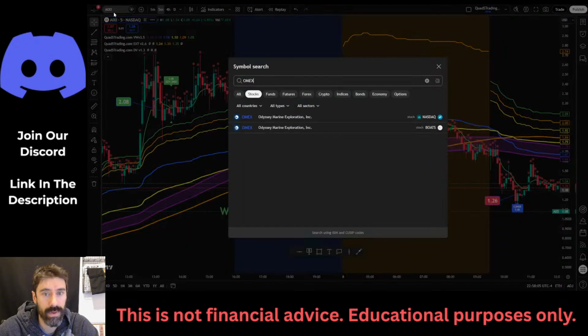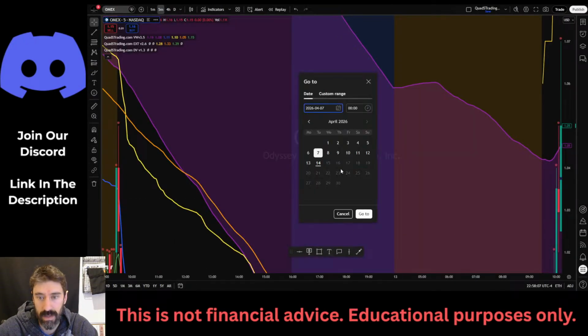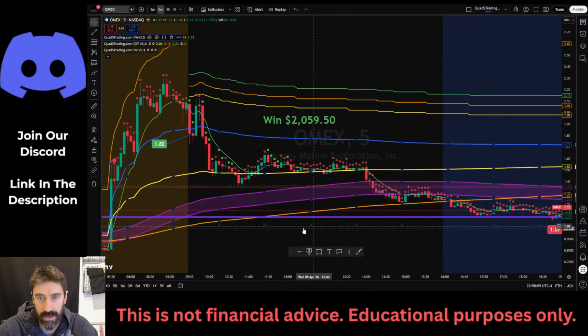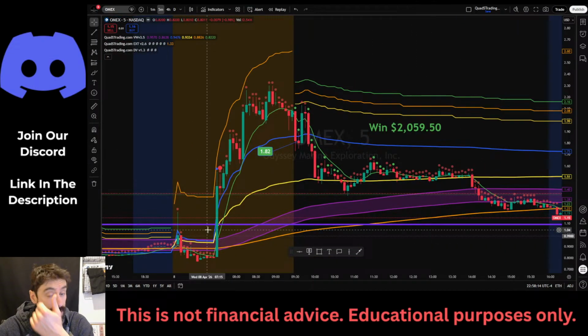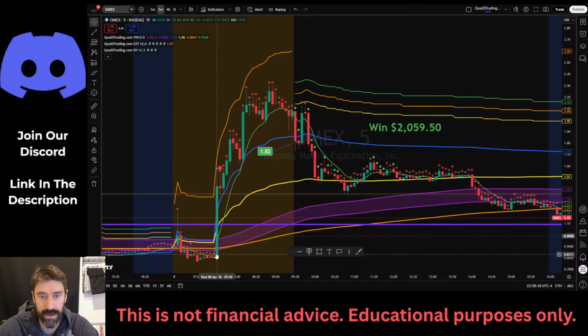Then on the 8th, we have Omex. This was a VW1. And you can very easily tell by the green circle. And so in our Discord, like I said, we have 2 different scanners. This would have popped in our VW scanner. It comes up like this. And as it's pumping, you just come here like this.